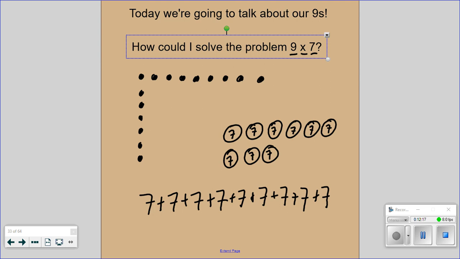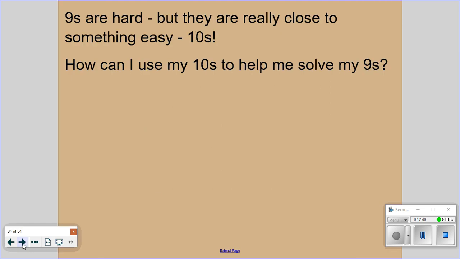And they will solve this problem, but that's going to be a lot of counting and a lot of work. A lot of you are trying to figure out a way I can use my 10 somehow because I'm starting with 9. So we're going to explore how can we use our 10s today. Sean, whatever you're messing with, put it up.